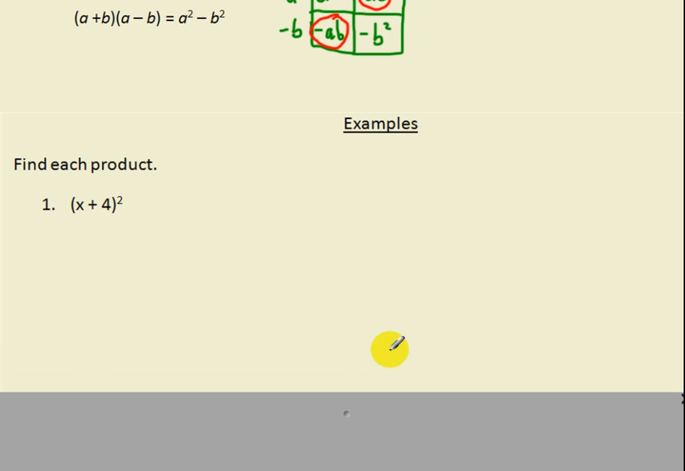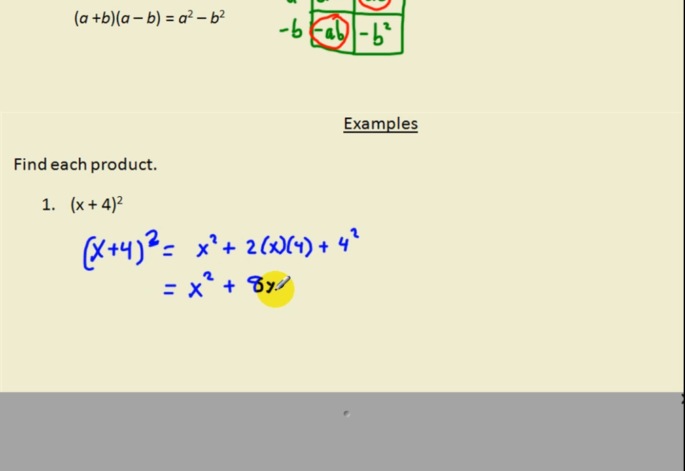So let's look at a few examples. Find each product. So we have x plus 4 squared. So we know from our shortcut that this is going to be equal to the first term squared, so that's x squared, plus 2 times x times 4. I'm going to go ahead in this case and write that out, 2 times x times 4, plus our last term squared, so 4 squared. So this is equal to x squared plus 8x plus 16.